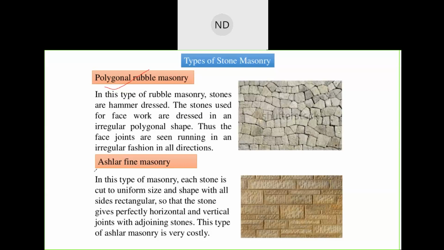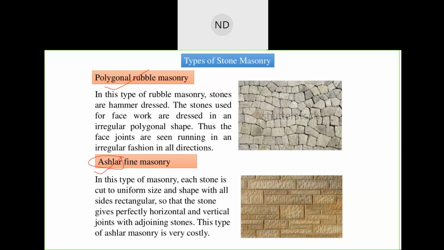Now we will come to Ashlar kind of masonries. First is your Ashlar fine masonry. In this type of masonry, each stone is cut to uniform size. This is cut in this shape, this is also cut in the same shape, but sizes may be different, but the shape is the same. If this shape is this much, then this is also this much, but the size is small. You see, this is this much, but this is longer than this one.